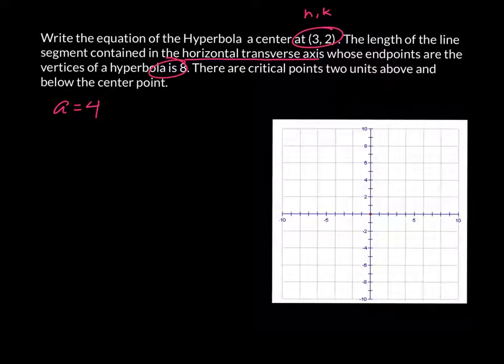All right, so the next piece of information they give us is that we have 2 critical points above and below. So they've already split this in half for me. So this tells us that b is equal to 2.